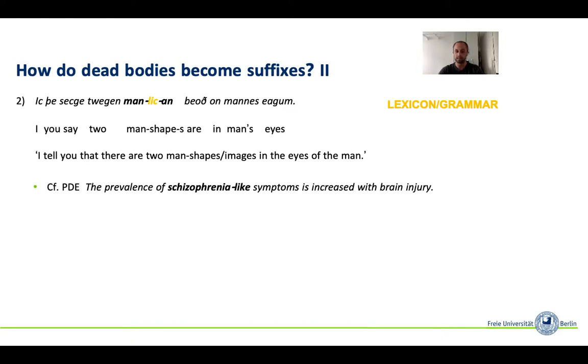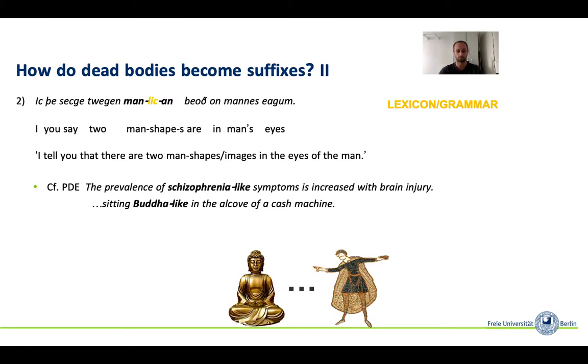Because what it basically is, is something like what we have nowadays in English, with the prevalence of schizophrenia-like symptoms is increased with brain injury, or sitting Buddha-like in the alcove of a cash machine. Right, so here it doesn't mean body or shape, something like that, as it did in the first example. Here it means sort of be like something, right? In the form of. If someone's sitting Buddha-like somewhere, then he's sitting like a Buddha, in the form of a Buddha, and so forth. And the same in the Old English example too.